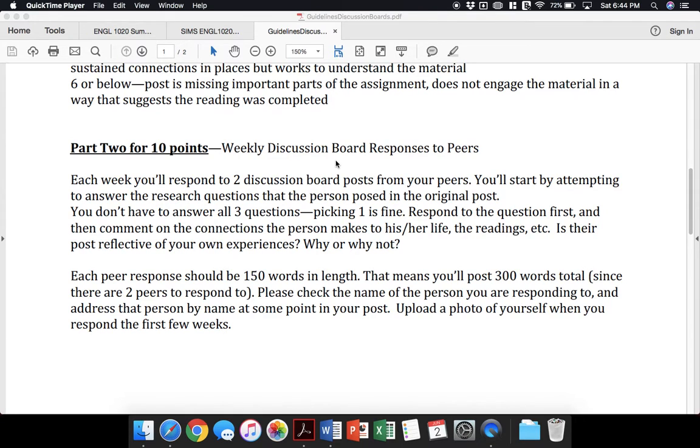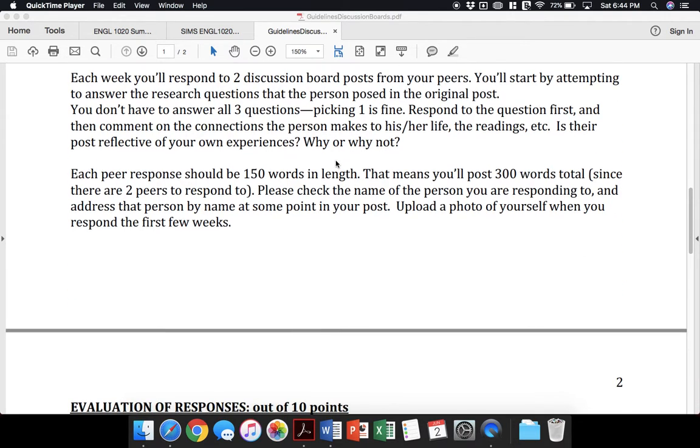Is their post reflective of your own experiences? Why or why not? So each peer response should be 150 words in length. That means that your post will be 300 words total since there are 2 peers to respond to. Please check the name of the person you're responding to and that you address the person by name at some point in your post. Upload a photo of yourself when you respond in the first few weeks, just so that way we know what each other look like.